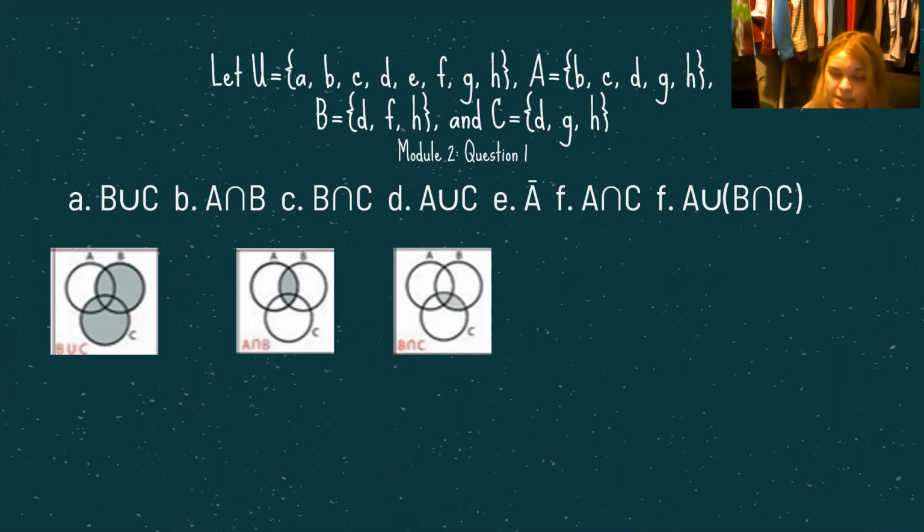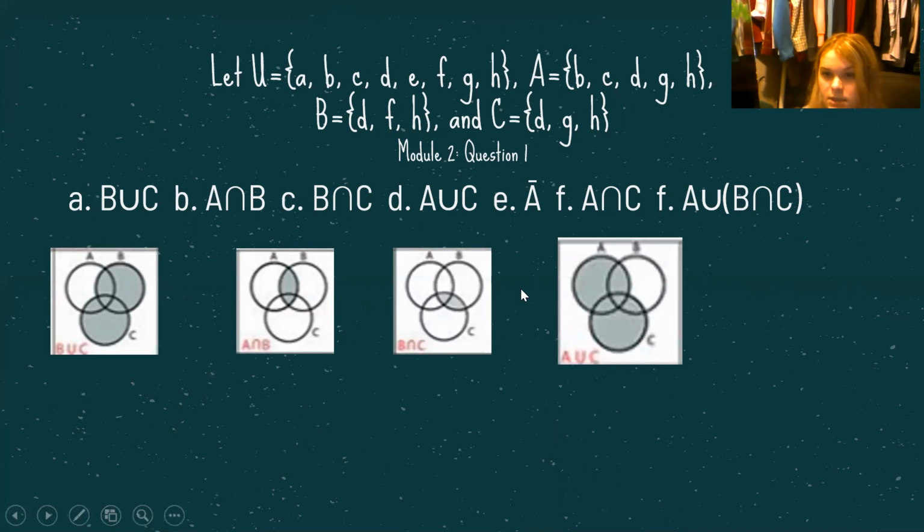For D, it's asking us to represent A union C, which is all of set A and all of set C joined together, which can be represented as so.